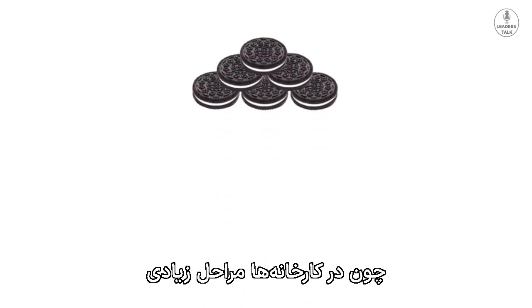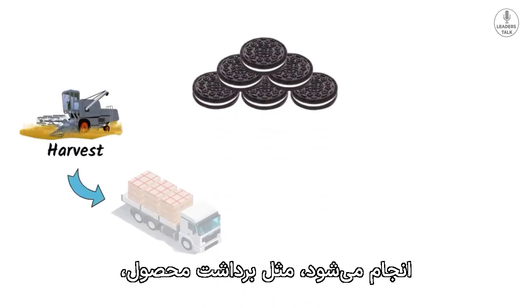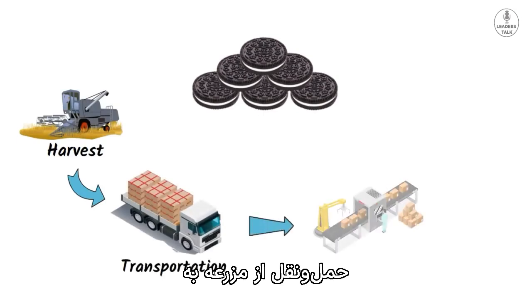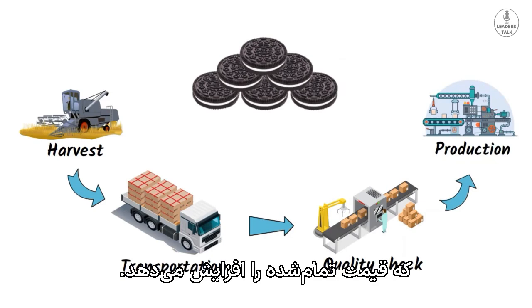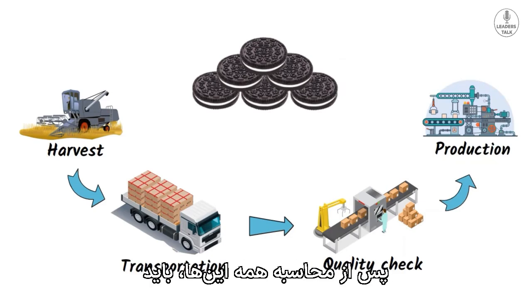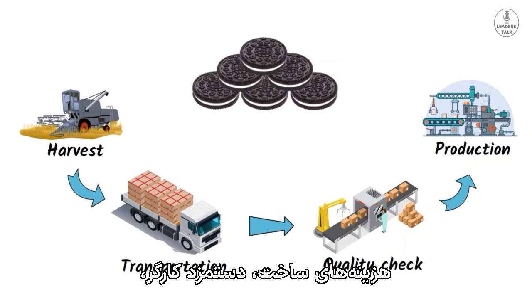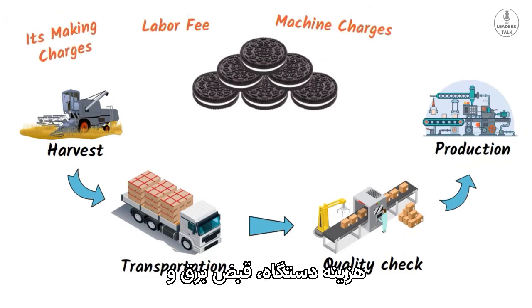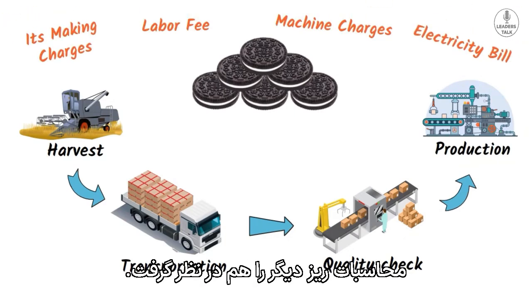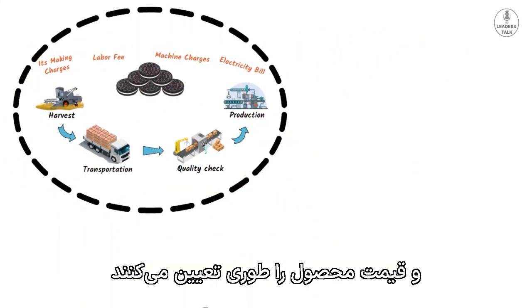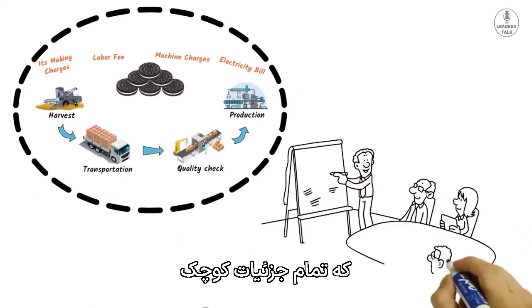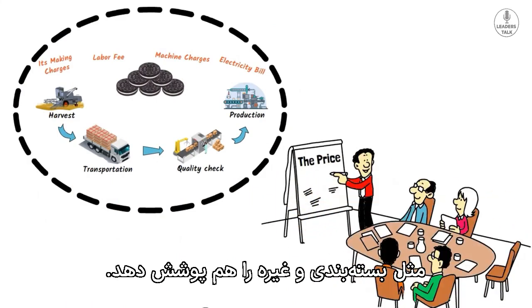Let's take the example of Oreo biscuits, because in the factories there are many steps which are performed, like harvesting the crop, transporting the crop from the field to the company, their quality check, their production. There are many more steps which increase the cost price. After calculating all these things, we have to calculate the making charges, labor fee, machine charges, electricity bill, and many more small calculations. Companies calculate all this in a standard form, and then they decide the price of their product, in which they include all the small details like packaging and all.